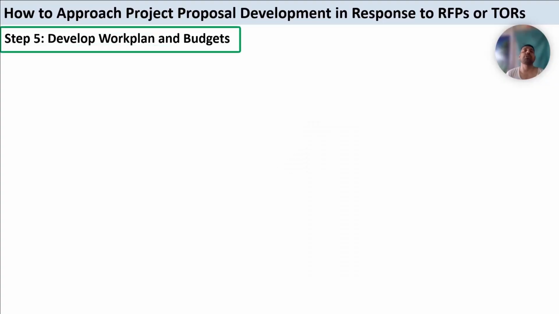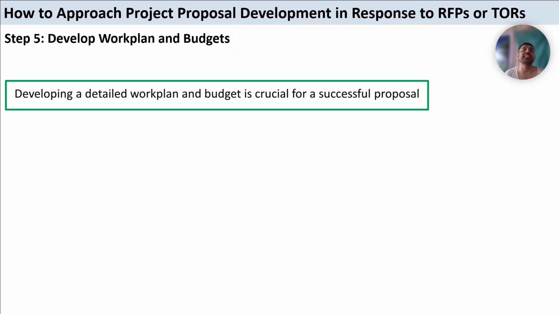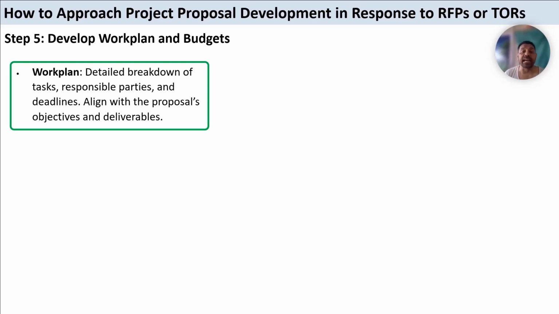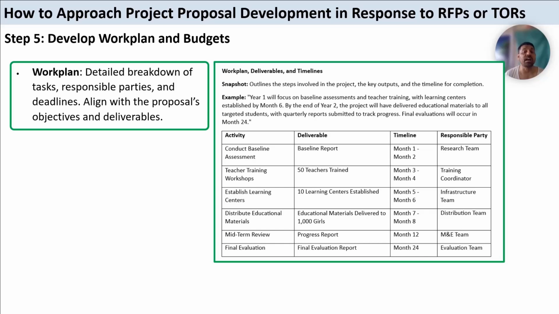Step number 5 is to develop work plan and budget based on the proposal that we have already developed. Developing a detailed work plan and budget is crucial for a successful proposal. Work plan is basically a detailed breakdown of tasks, activities, who is responsible for those tasks and activities, and what are the deadlines, the start date and end date for those activities. We need to align with the proposal's objectives and deliverables. We need to properly mention each objective and then the relevant activities mentioned in the proposal.